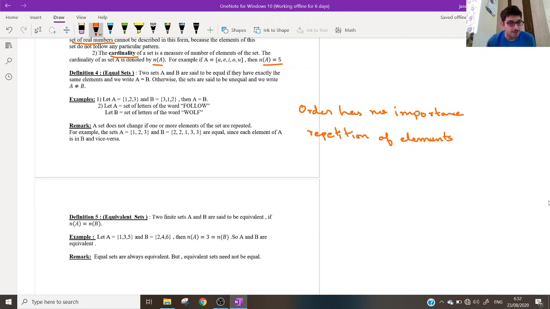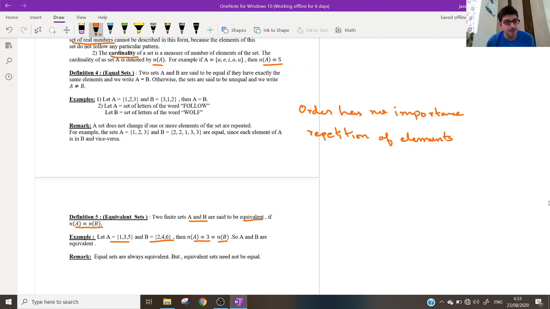Now the last type of set is equivalent sets. Two finite sets A and B are said to be equivalent if the number of elements are the same. That is, the number of elements in A equals the number of elements in B. So here the elements can be different but the number has to be the same. So A equals {1, 3, 5}, B equals {2, 4, 6}, then n(A) equals 3, n(B) is also 3. That is the number of elements. So A and B are equivalent.